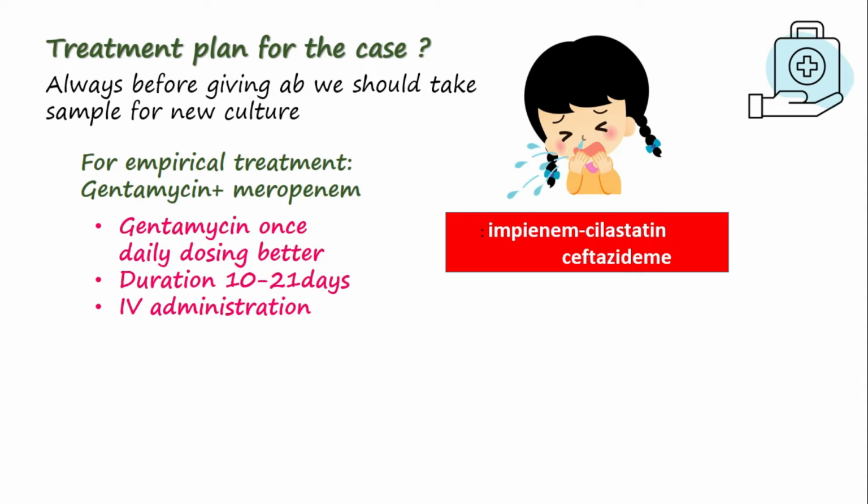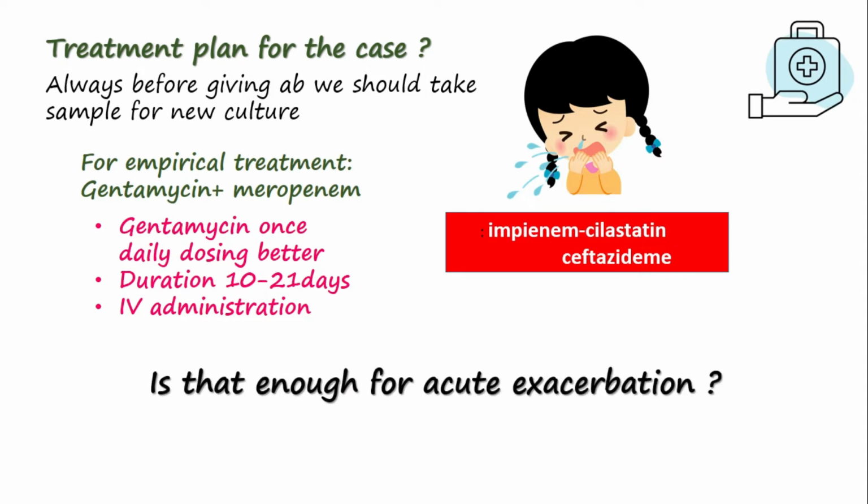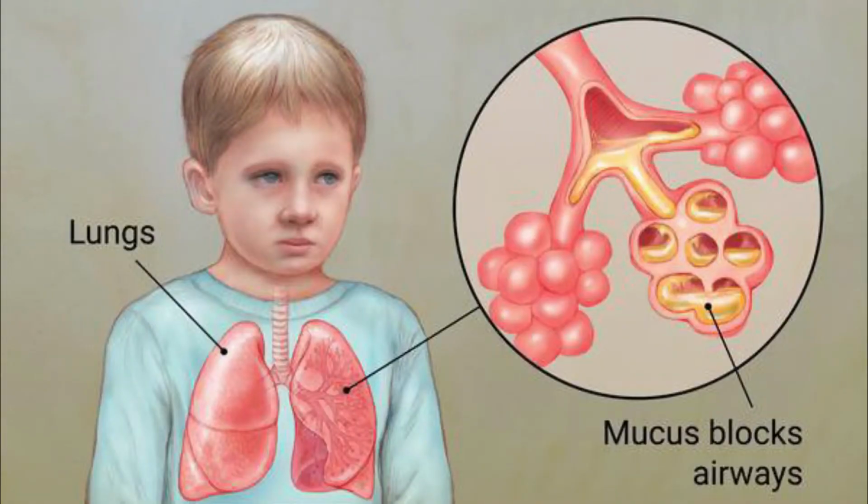For gentamicin, recent studies state that aminoglycoside once-daily dosing is better than multiple daily doses in cystic fibrosis patients. So, is that enough for acute exacerbation? The answer is no, since the main problem in cystic fibrosis is the thick mucus, so we should help the patient to clear the airway. So, airway clearance therapy is a necessary routine for all cystic fibrosis patients to clear secretions and control infection, even at diagnosis, prior to becoming symptomatic.